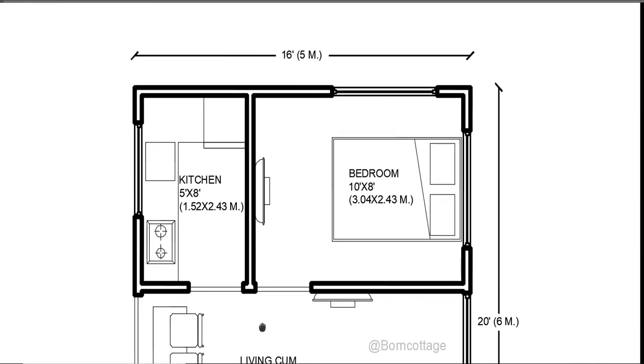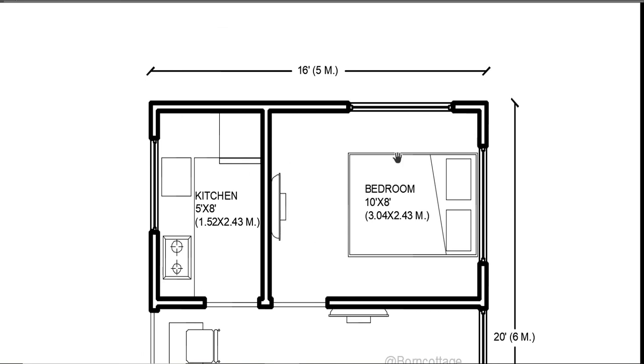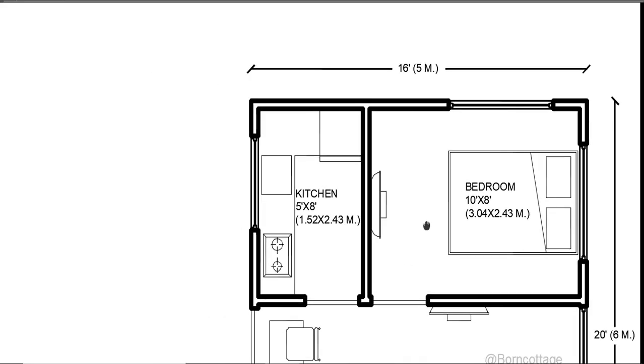So on the right side we have the bedroom here. The size of the bedroom is 10 feet into 8 feet, in meter 3.04 into 2.43 meter. You can see here the bed arrangement and 2 large size windows for ventilation and light purpose. And we have a TV unit on the front wall, and on the left side we have the kitchen area.